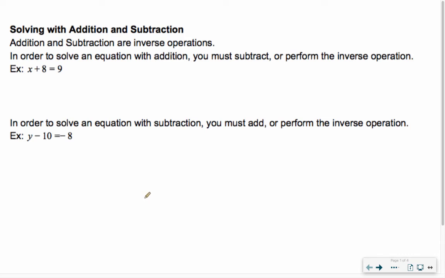All right, this is lesson 2.1 and 2.2. This first part is chapter 2.1, solving with addition and subtraction. These are just one-step problems. Addition and subtraction are inverse operations.